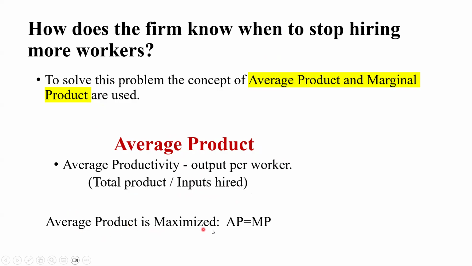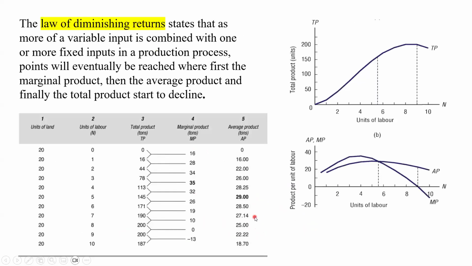Average product will be maximized where AP equals MP. So average product will be at maximum where the output per worker is equal to the marginal product. Remember, marginal is for additional or extra. So where the extra output produced by employing the additional worker is equal to the output per worker, then your average product is maximized. Where AP is equal to MP. So it will be maximized here, where MP is equal to AP.